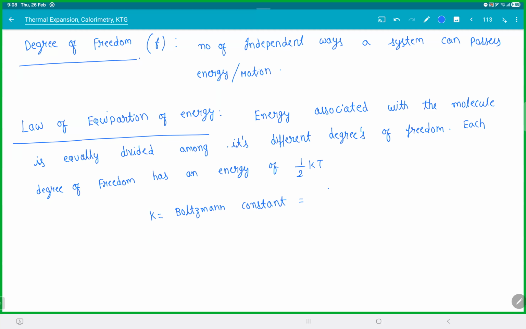Let me write it like this. R is 8.3 joule per mole Kelvin. Avogadro number is 6 into 10 power 23. So this k value comes out to around 1.38 into 10 power minus 23. That's your Boltzmann constant value.